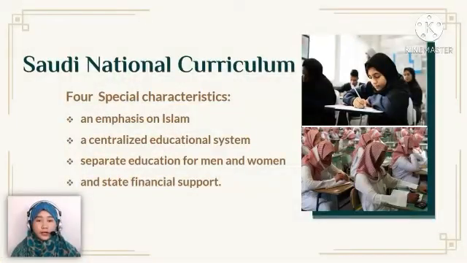Saudi National Curriculum. A curriculum is the strongest expression of the goals of an education system. Education in Saudi Arabia has four special characteristics. First, an emphasis on Islam. Islam is the core of each Muslim's curriculum, with time each week devoted to the study of Muslim sacred texts, the Quran, Islamic tradition, jurisprudence, and theology from primary through higher education.